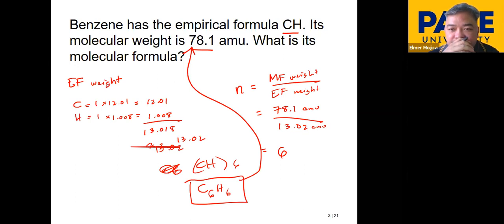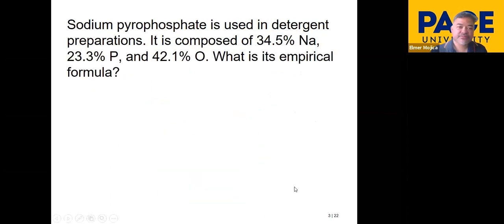Before we solve the empirical formula and molecular formula problem, let's go on solving this problem.